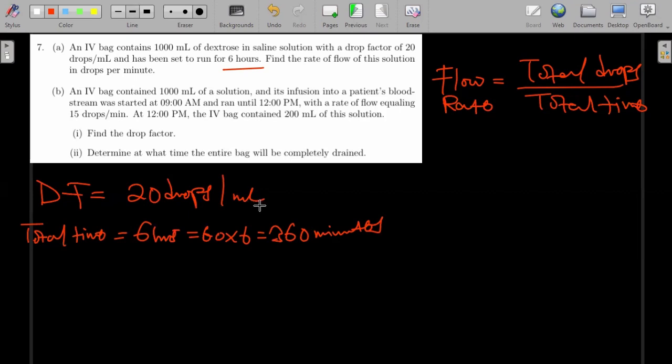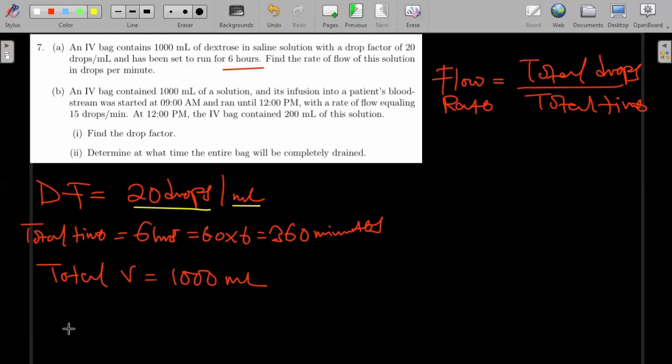Okay, what else have we been given? We have also been given the total volume there. Total volume is 1,000 milliliters. From the drop factor, we are told that it is 20 drops per milliliter. So if I have 1,000 milliliters, how many drops am I going to have?